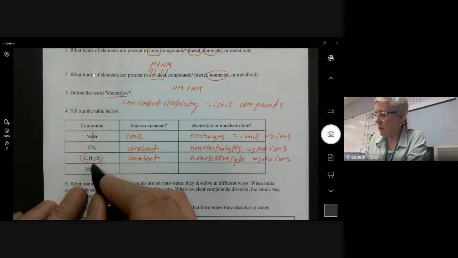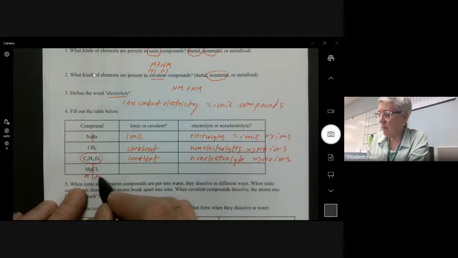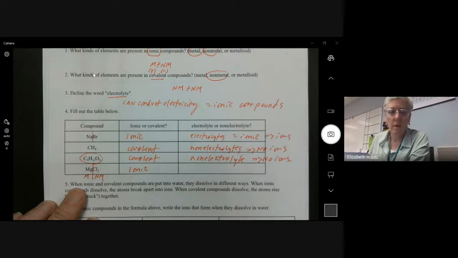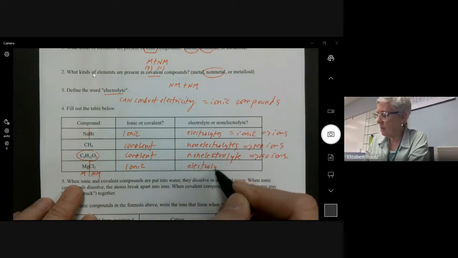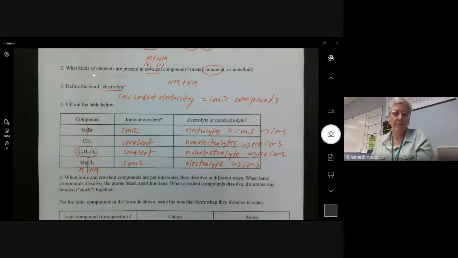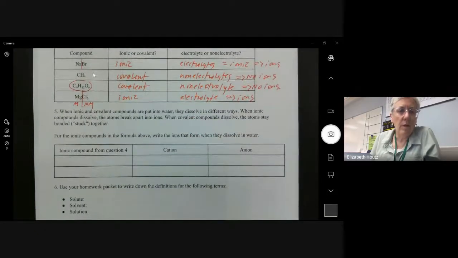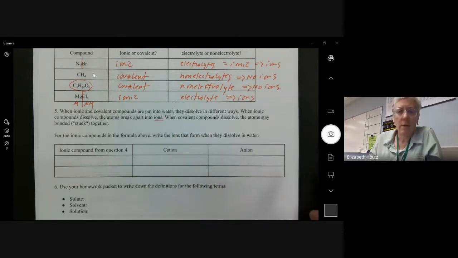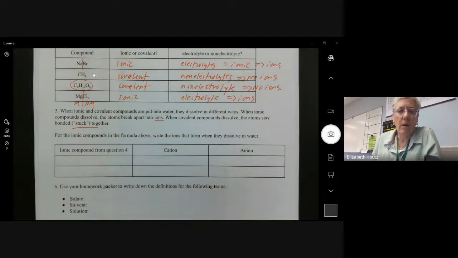All right, this one, magnesium chloride. Magnesium is a metal. Chlorine is a nonmetal, so that's ionic. All right, if it's ionic, it's an electrolyte, because it gives you ions, which can conduct a current. All right, so number 5. When ionic and covalent compounds are put into water, they dissolve in different ways. When ionic compounds dissolve, they break apart into ions. When covalent compounds dissolve, they stay stuck together. They just get surrounded by water.